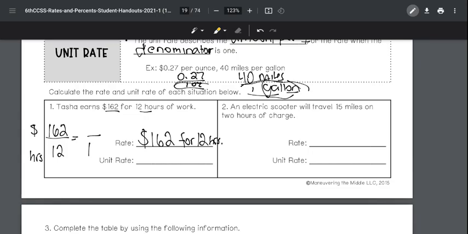So what we're going to do is we're going to cross multiply and divide. So this is new. You're going to do diagonals. You're going to take the diagonal with two numbers, and we're going to multiply them. 162 times 1 is 162. Then we're going to divide that by 12. Okay? 162 divided by 12 gives us 13.50. So our unit rate is $13.50 per hour.